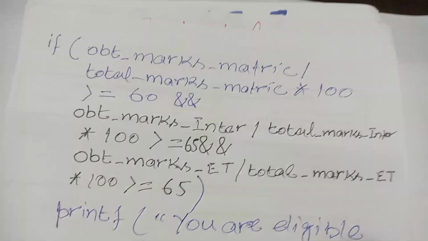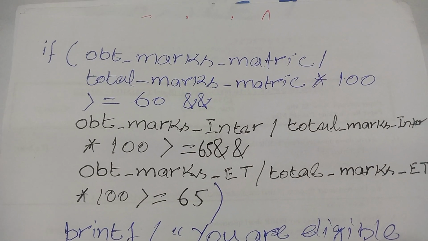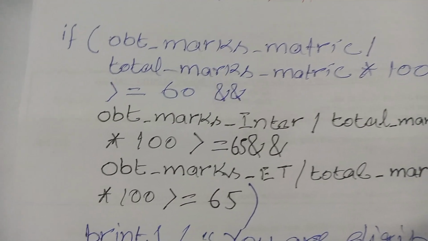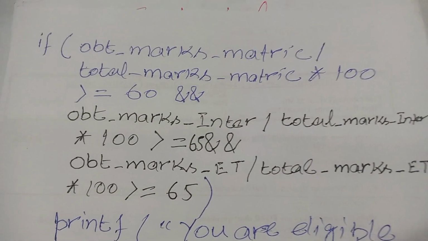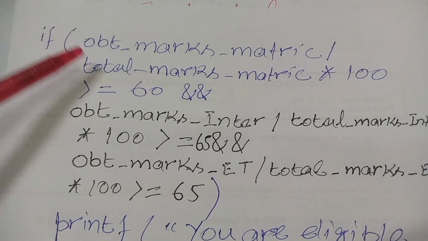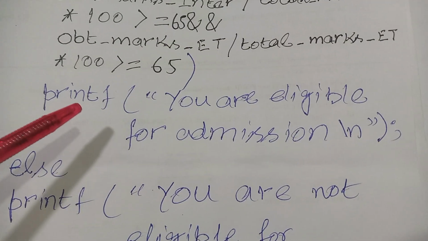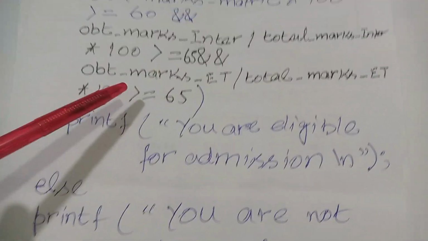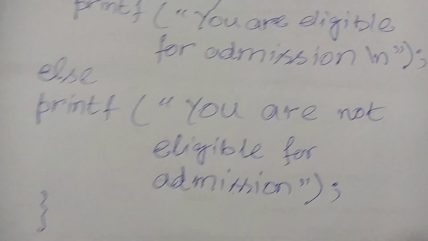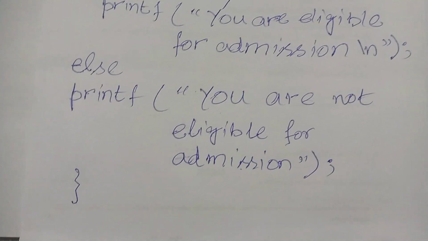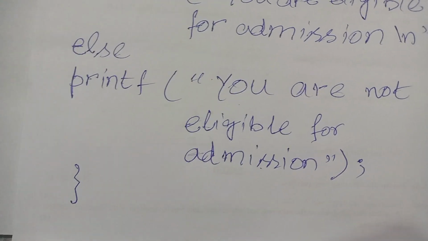So in the first part, only the printf function is used to output the message, and the scanf function is used to obtain the value from the user. And here we have written all the required conditions using the if keyword. After that, we printf the message: if all the conditions are true, you are eligible for admission, else you are not eligible for admission. So after this statement is executed, our program will come to an end.